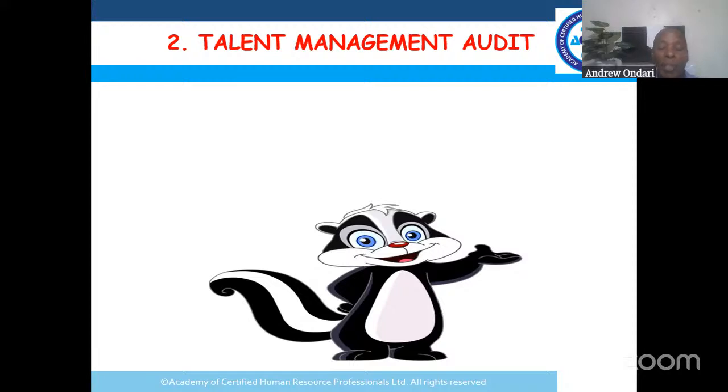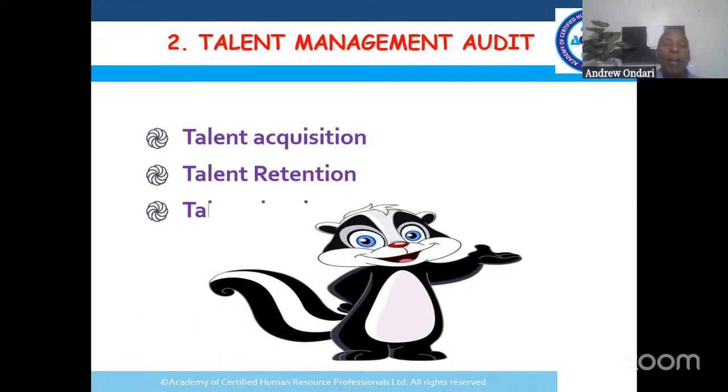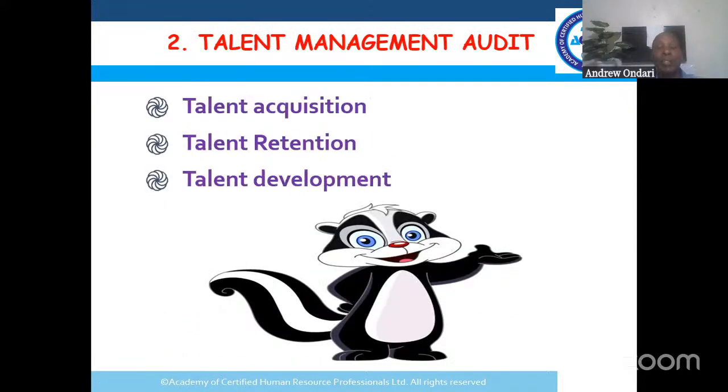So speaking of talent, there are three aspects that we are going to look at. One is talent acquisition, two, talent retention, and three, talent development. As I will mention shortly, talent acquisition is about recruiting people who have the right mix of skills, knowledge, and experience.